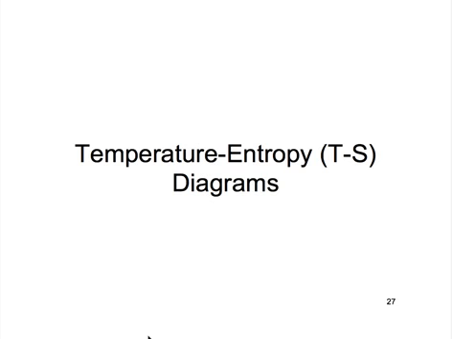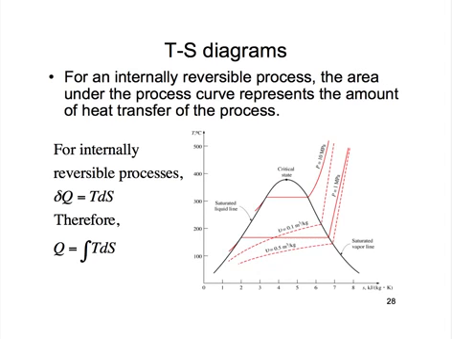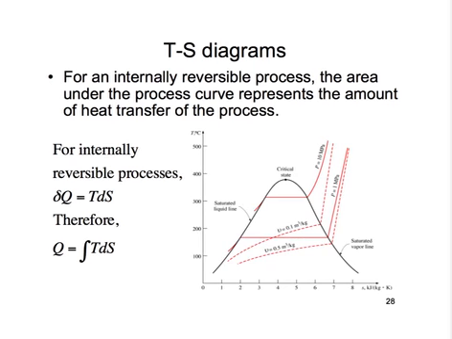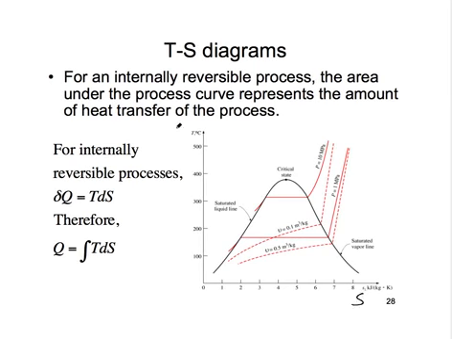In this brief lecture, we talk about temperature entropy diagrams. A TS diagram, or temperature entropy diagram, has its y-axis as temperature and the horizontal axis as entropy. So entropy and temperature: vertical axis temperature, horizontal axis entropy.